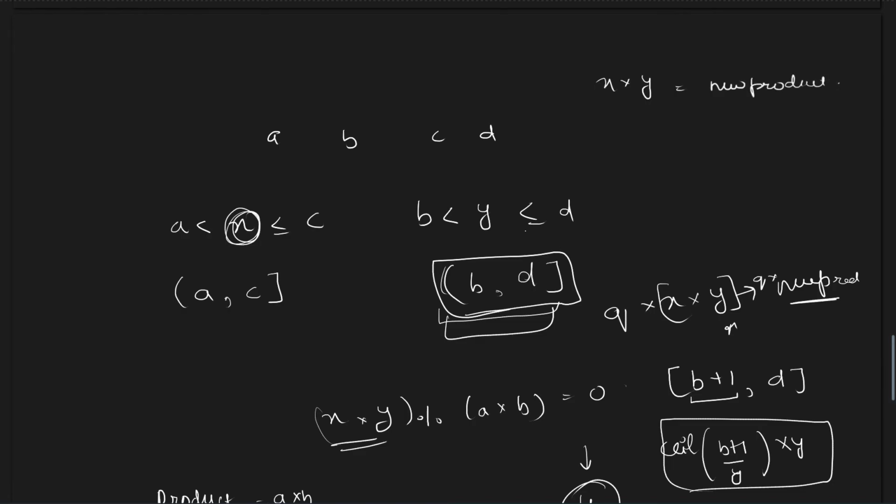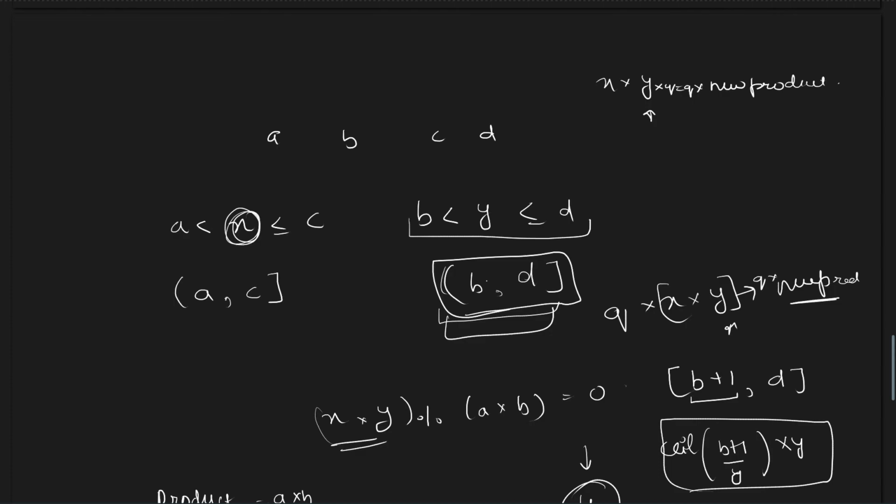Now I have found something like this: x into y is equal to new product. This particular value y that I have found may or may not be present in this particular range, but I have the liberty to take any multiple of y, because if I multiply both sides by q, it would still be equivalent, right? And I can take any multiple of y.